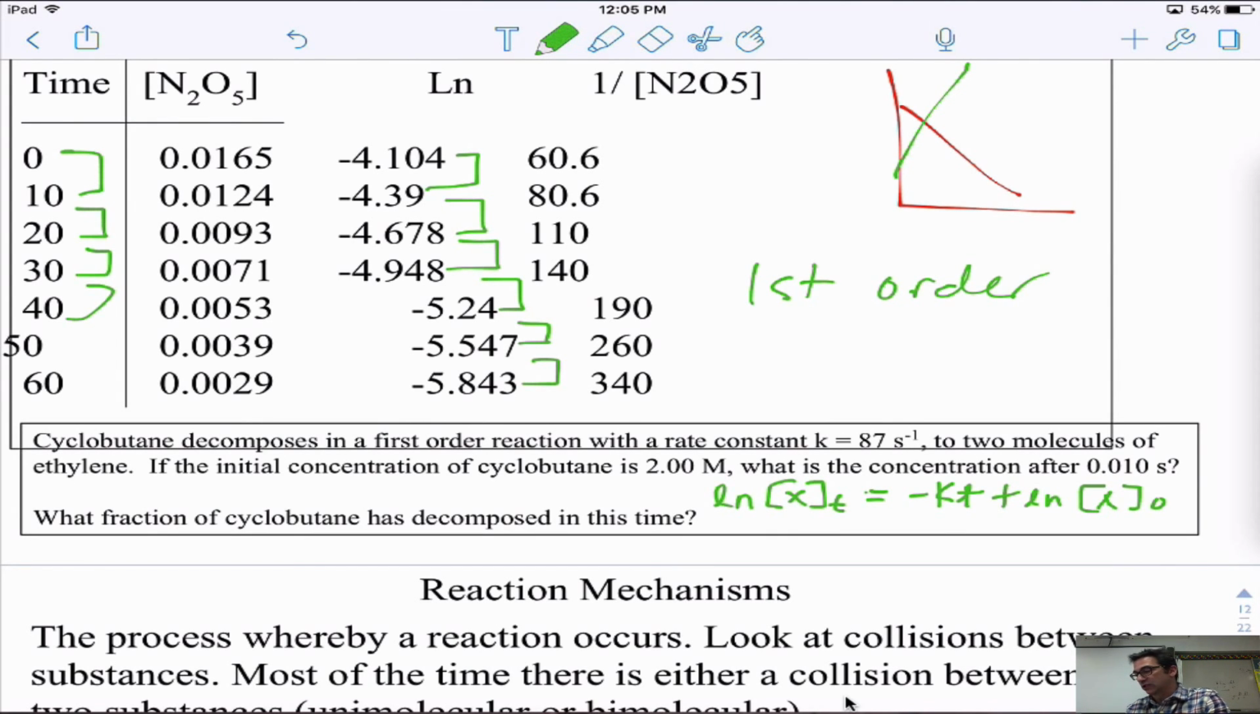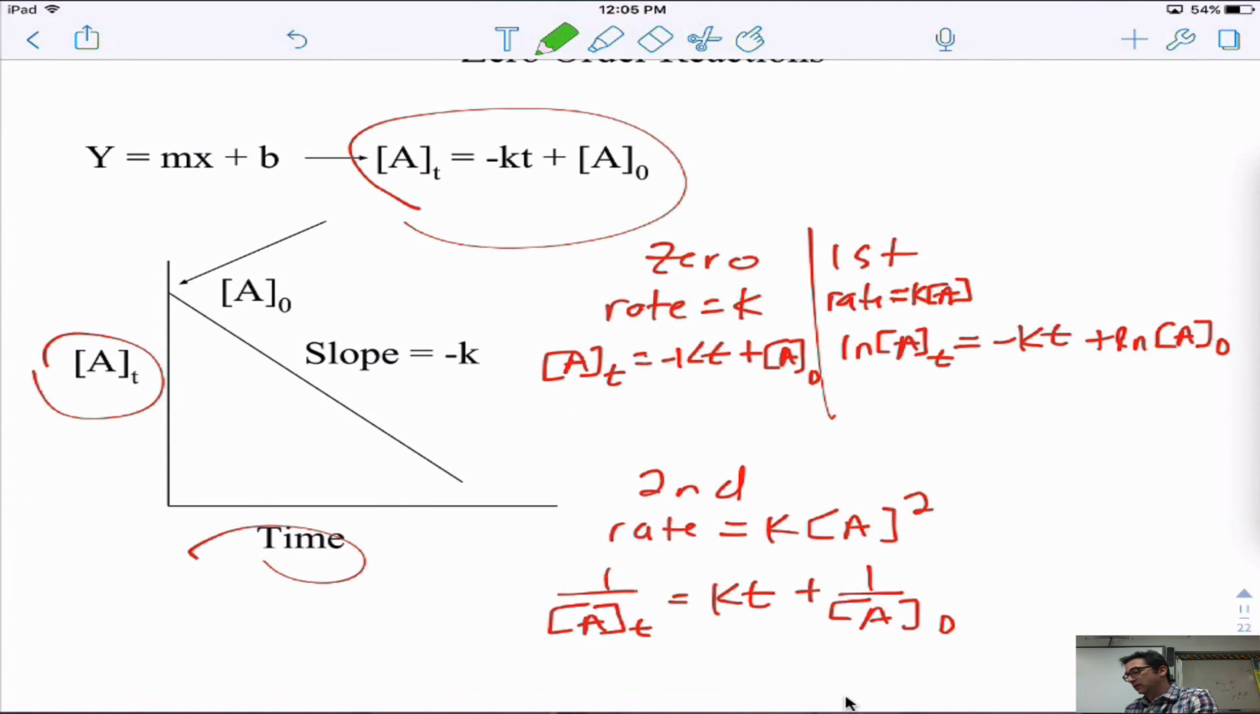We'll go through the reactions. But please take the time to know the 0, first, and second orders so that you know how to do these.